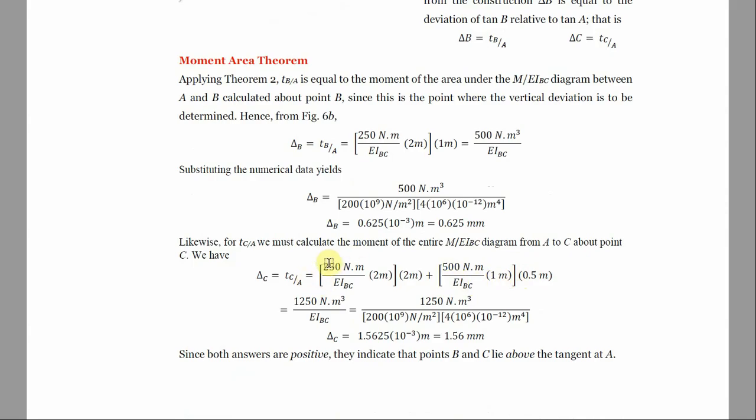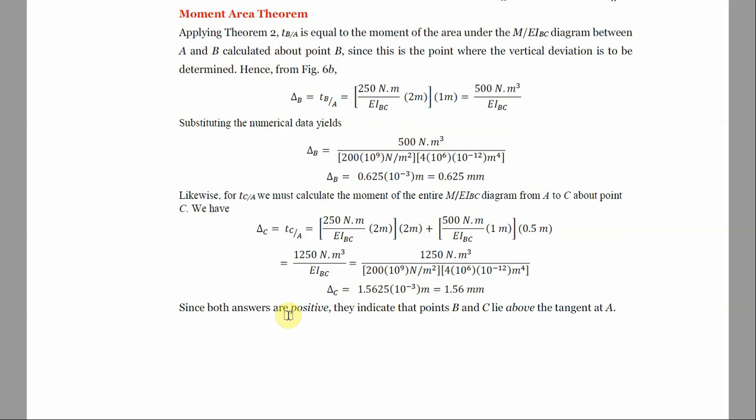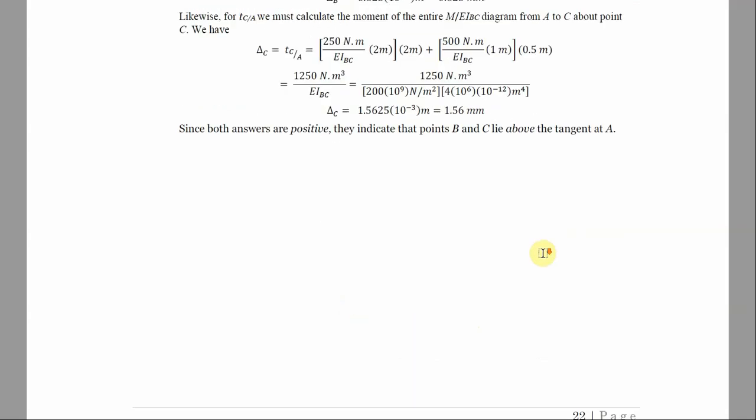Just substitute the value of this M over EI diagram. The area covered by the moment is this moment times this span, then multiplied by the centroidal distance. But because we are referencing c, and that particular distance does not cover to the end, it's covered up to the 2. Now for this other one, we take 1200 times 1, then up to its own centroidal distance. By the time we sum these two together, we have this. Since both answers are positive, they indicate that points b and c lie above the tangent at a.